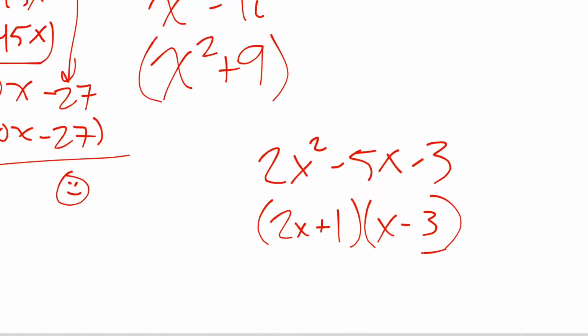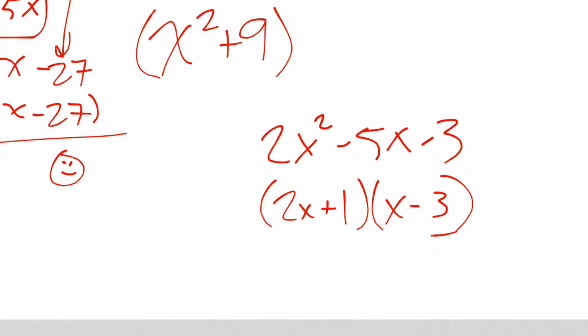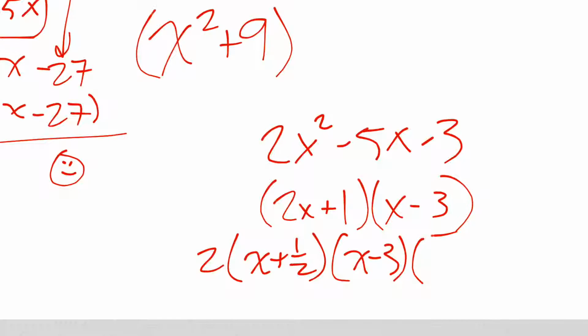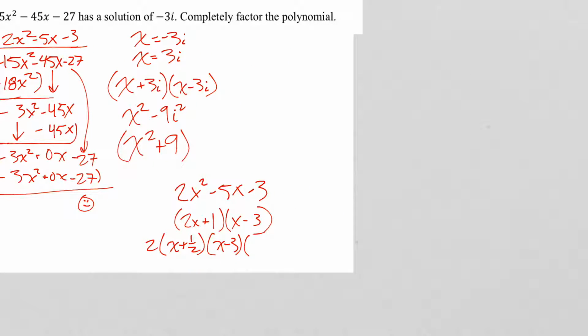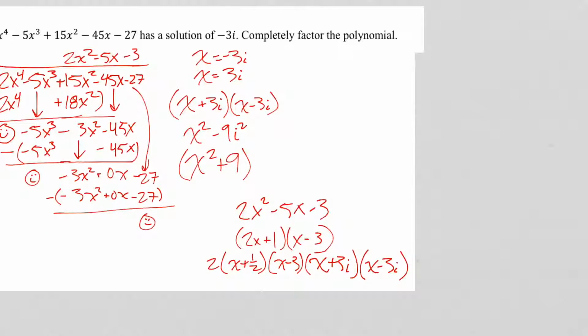But I'm going to be gross and do it more. I'm going to say pull that 2 out and write that as x plus 1/2. And then we have my x minus 3. And then we have the factors that we started with, x plus 3i and x minus 3i. And this is our equation, y equals bloobity. And we have completely factored the polynomial into 4 linear factors.